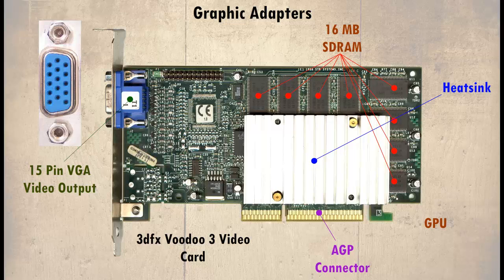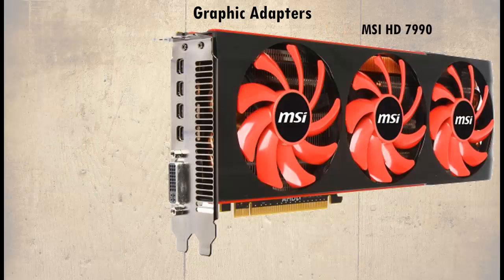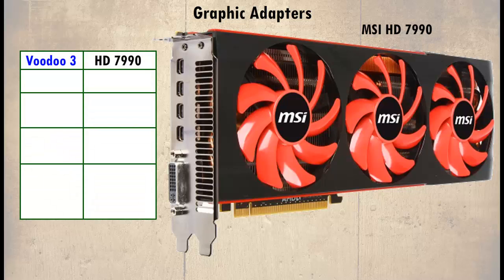It should be noted that it is over 10 years old and no longer able to keep pace with the video demands that present day applications require. In our next example, we have shown the MSI HD 7990 video adapter. Let's compare the specifications with the Voodoo 3 we saw earlier. The Voodoo had 16 MB of total memory. The HD 7990 has 6 GB, a lot more.